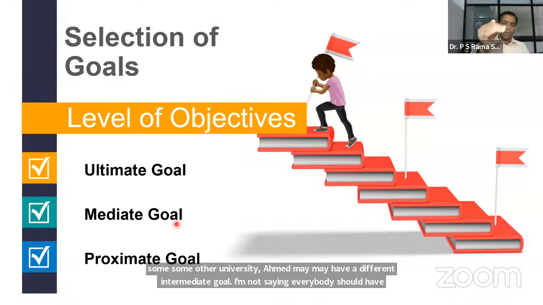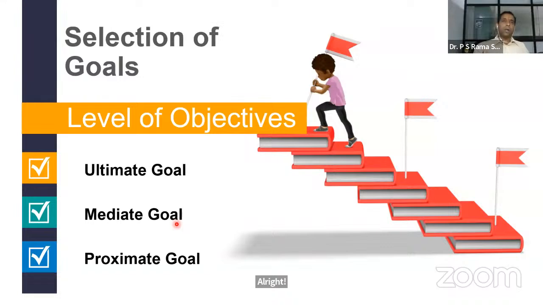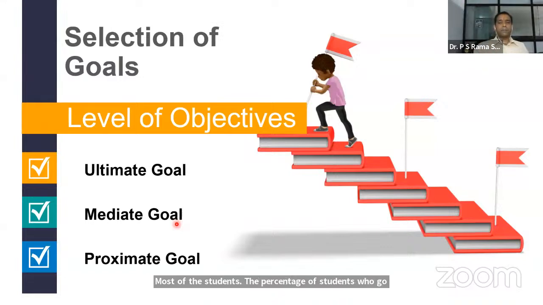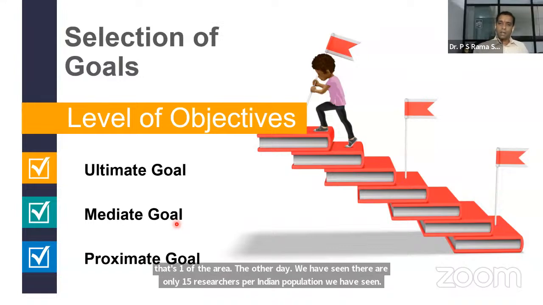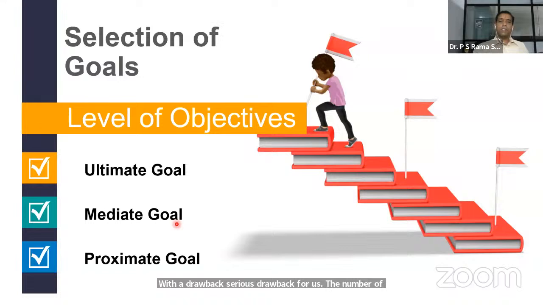So a research-intensive university may have an intermediate goal, like the percentage of students who go for a PhD should be at least 50%. Right? Someone who has completed a UG program with a research degree should go for a PhD program, because that's one of the areas. The other day we saw there are only 15 researchers per lakh of Indian population. We have seen it's a lacuna, a serious drawback for us. The number of patents we have seen, right? The number of inventions, innovations, where India stands. So research has to be seriously taken. So now, how many people are going there? That can be an immediate goal for it.